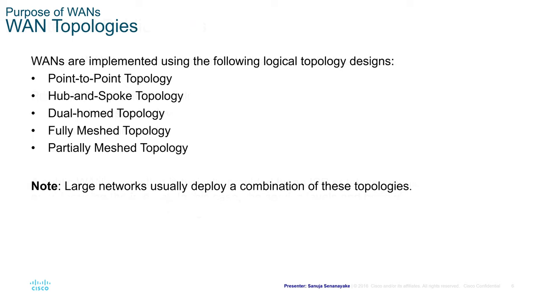WAN topologies. WANs are implemented using the following logical topology designs. They include point-to-point topology, hub and spoke topology, dual-homed topology, full mesh topology, and partial mesh topology. I will cover all of these in a brief high-level overview in our next few slides. But please note, large networks usually deploy a combination of these topologies instead of sticking to one. They will combine multiple topologies together to create those large networks.